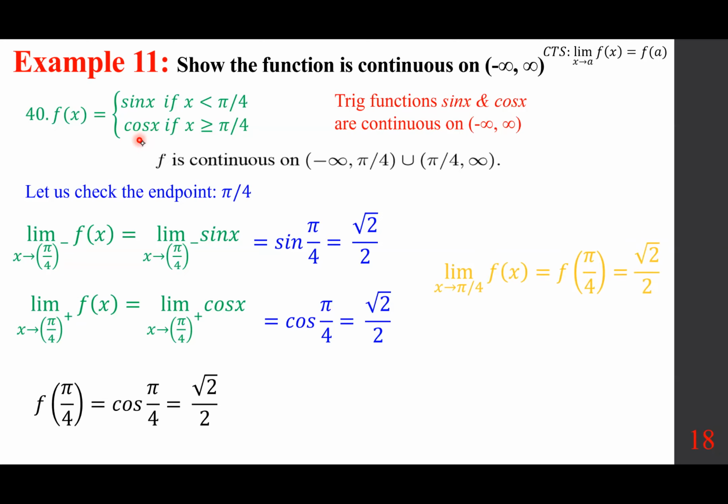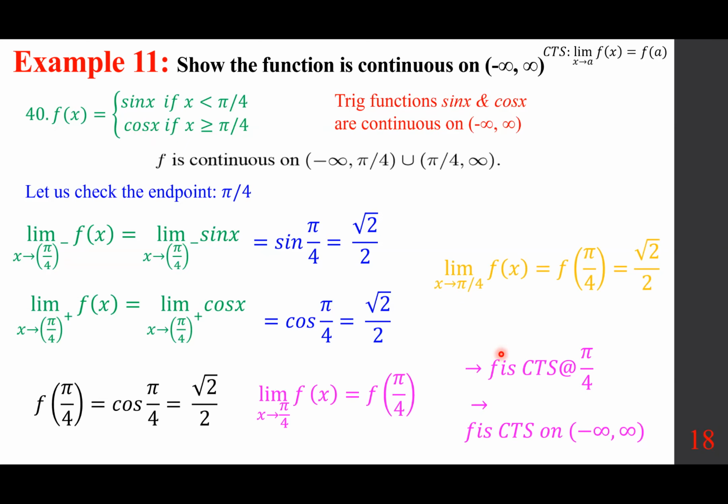Because the limit exists as x approaches pi over 4, then it's continuous at pi over 4, and since we already knew that it was continuous everywhere else, then it becomes continuous from negative to positive infinity. Again, this means continuous at pi over 4. And we are going to add this to this concept. That means it's continuous everywhere from negative to positive infinity.